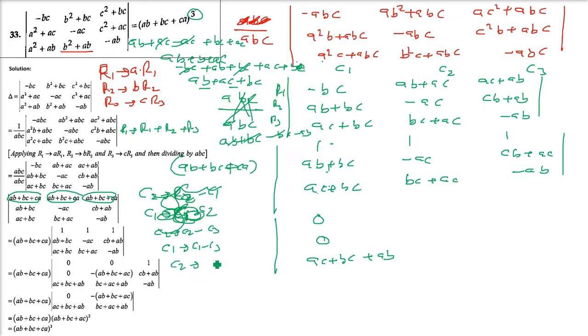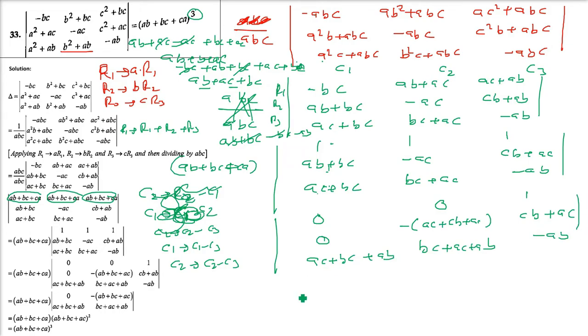Now we'll do column 2 to column 2 minus column 3. So 1 minus 1 is 0. Minus AC minus CB minus AC. We are subtracting, so we can take minus common: BC plus AC plus AB will come. Now this last column will remain like this: CB plus AC minus AB.